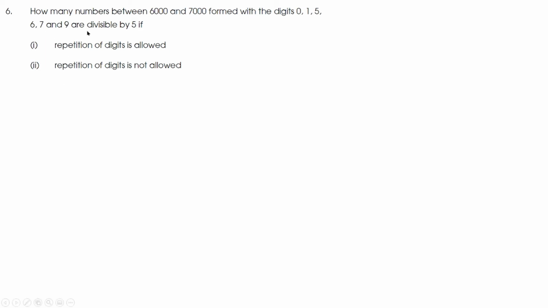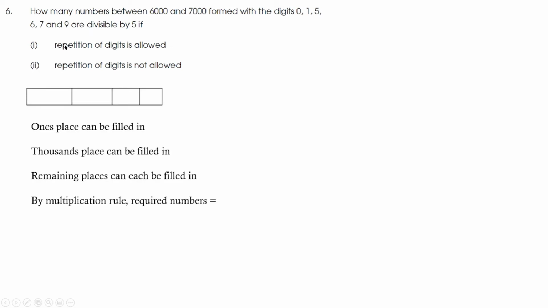Next question, how many numbers between 6000 and 7000 formed with the digits 0, 1, 5, 6, 7 and 9 are divisible by 5, if repetition of digits is allowed, and if repetition of digits is not allowed. Now we need to find the numbers between 6000 and 7000 which can be formed using these digits that are divisible by 5. First we will see the first subdivision. So let us take the first subdivision, when repetition of digits is allowed.